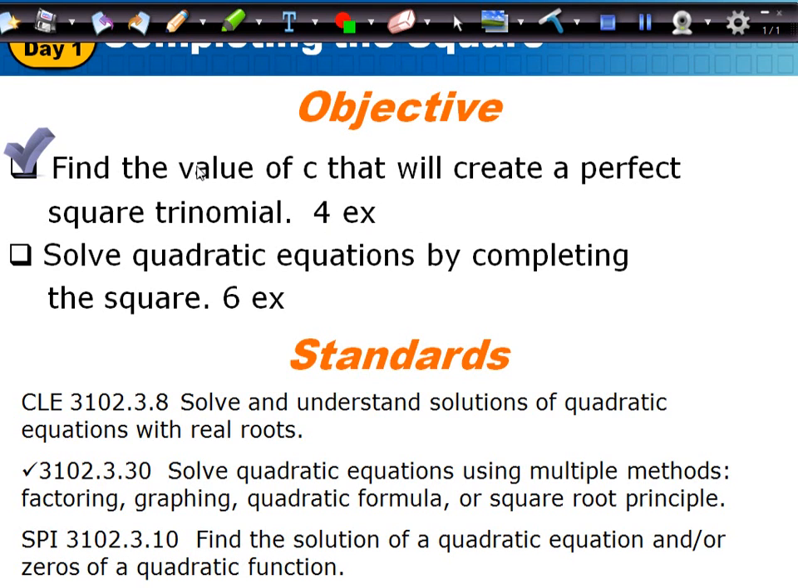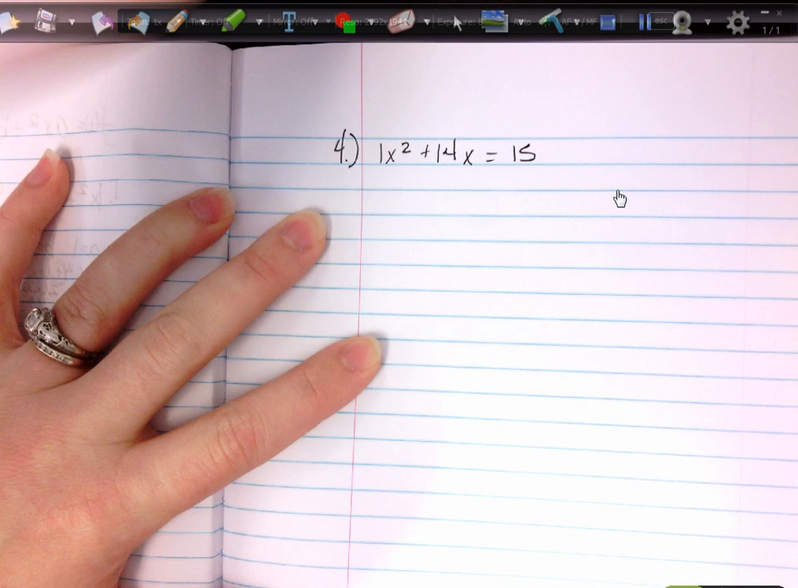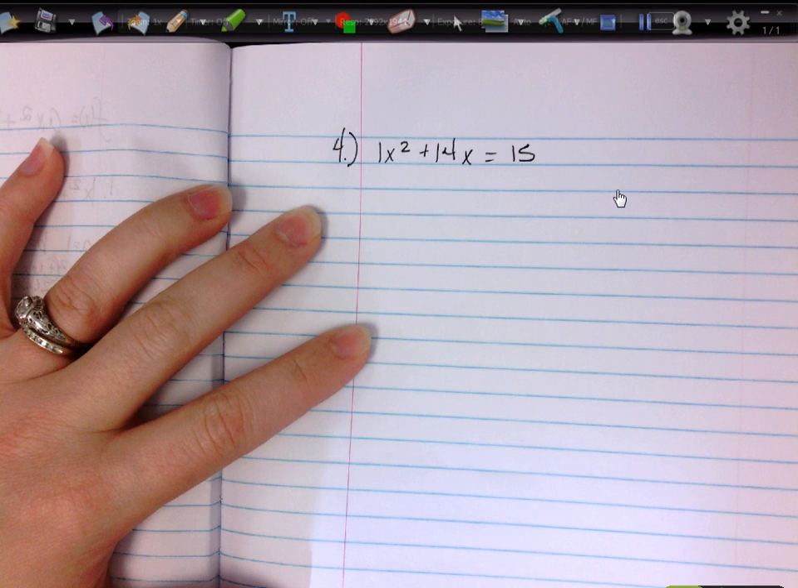So now we have shown you how to find the value of c that will create a perfect square trinomial. And now we're going to look at solving quadratic equations by completing the square. Now go ahead and write down number 4. It's 1x squared plus 14x equals 15.